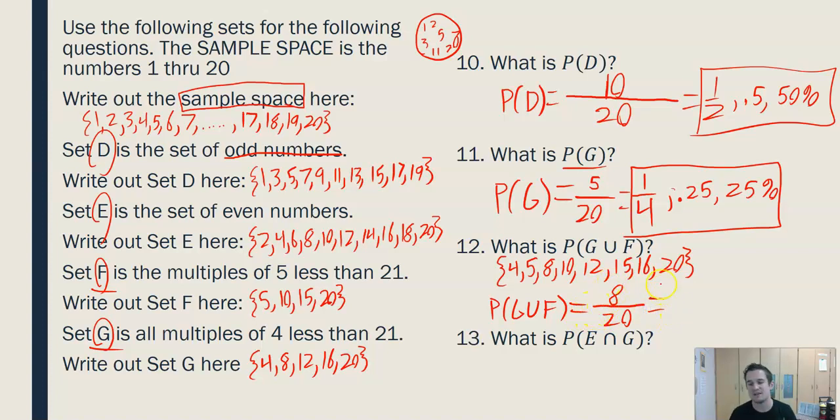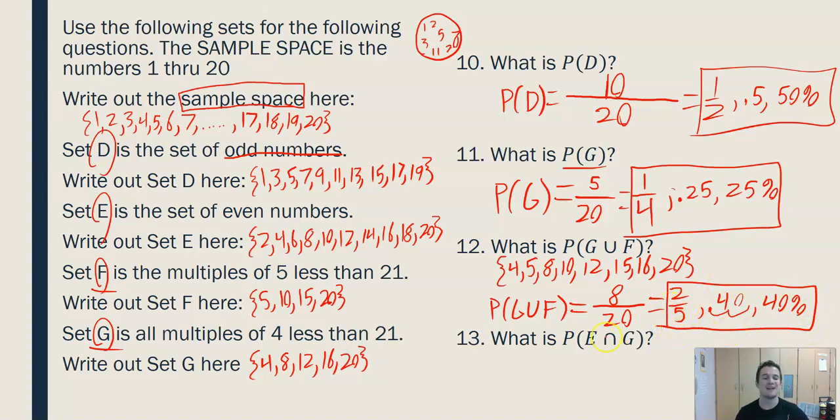If I were to write that as a reduced fraction, I believe that's 2/5. 8 divided by 20, or 2 divided by 5, is 0.4. If I move that decimal over 2 places, that means my percent is 40%. So the probability of drawing a number from set F or set G is 2 out of 5, or 40%.